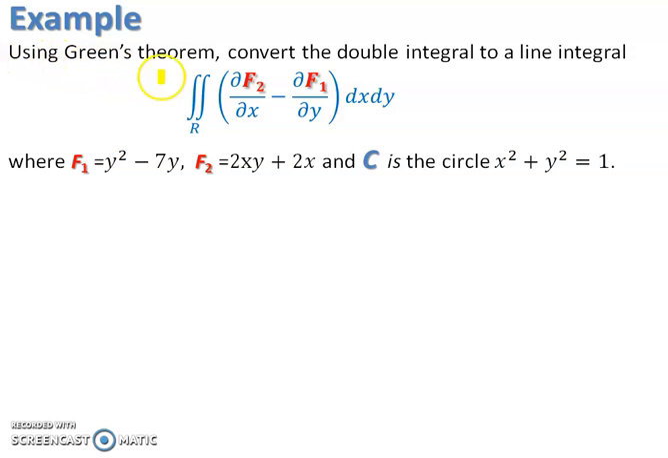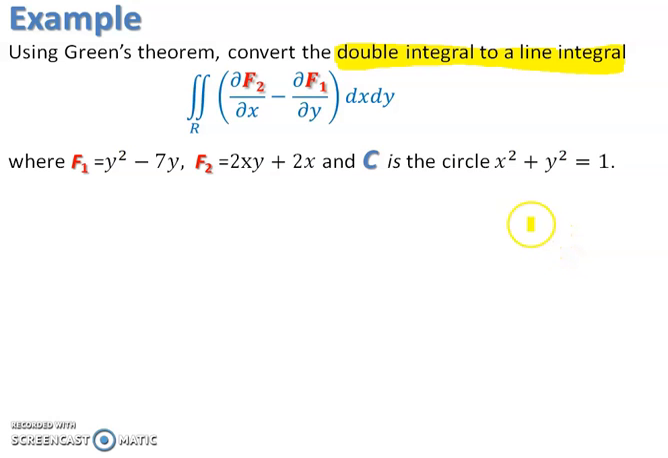Example: use Green's theorem to convert a double integral to a line integral. So we're going to transform from double to line, where f1 is given, f2 is given. Both of them are functions and they are continuous on our region R. And the region R is bounded by the curve C. C is the circle x squared plus y squared equals 1.